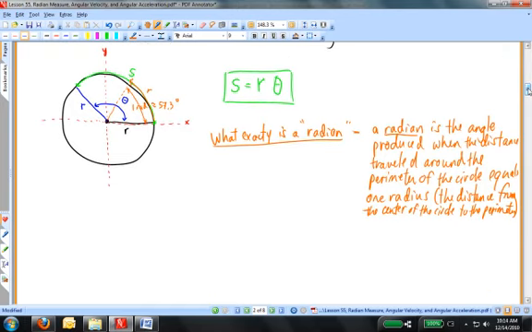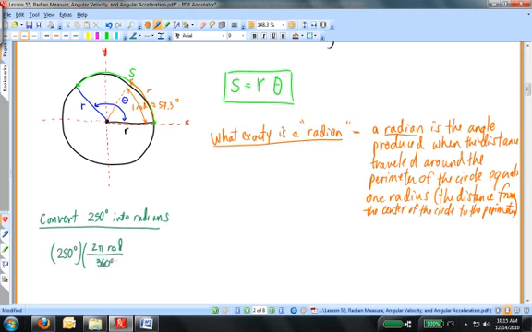I'll make one up on the spot. Convert 250 degrees into radians. Well, the way I'll do it is I'll write down my 250 degrees and then use my conversion factor that there are 2 pi radians in 360 degrees. And now I'll put that into my calculator, and I get about 4.36 radians is 250 degrees.